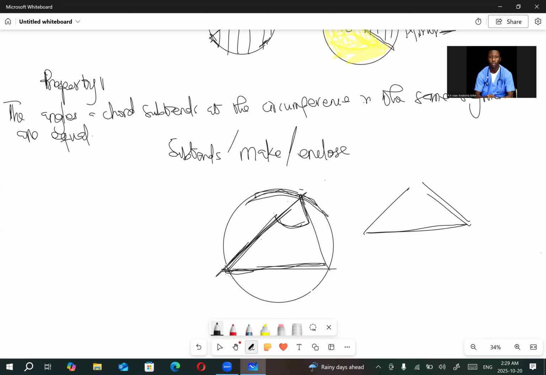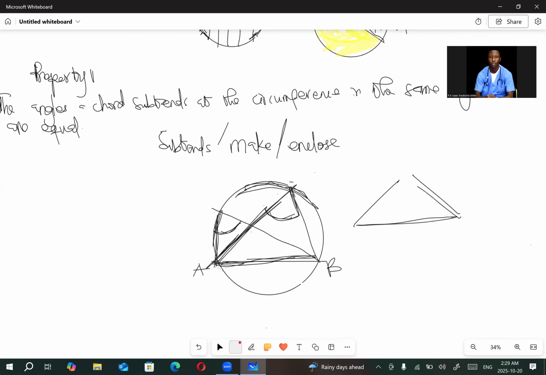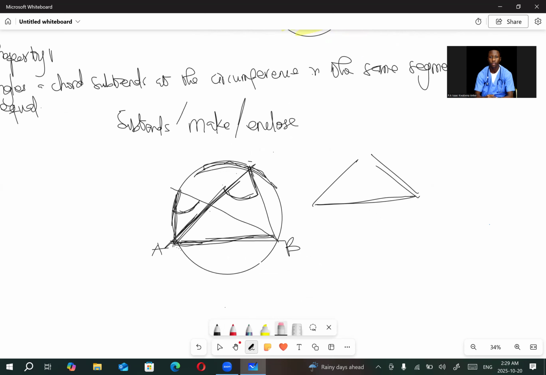Now, this particular chord AB can be made to produce several angles. It's all about one line coming, and another line coming from the other end to join. You see this chord has subtended an angle. A chord can be made to produce several angles on the circumference. Several. But let's leave it here.